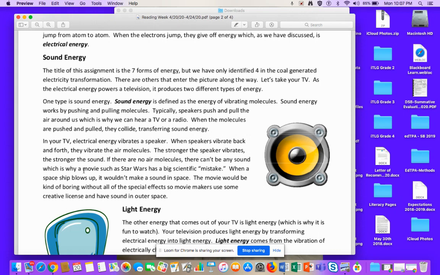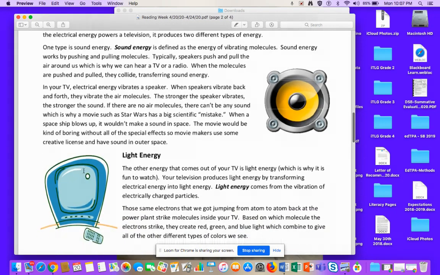Let's take your TV. As the electrical energy powers a television, it produces 2 different types of energy. One type is sound energy. Sound energy is defined as the energy of vibrating molecules. Sound energy works by pushing and pulling molecules. Typically, speakers push and pull the air around us, which is why we can hear a TV or a radio. When the molecules are pushed and pulled, they collide, transferring sound energy. And if you are picking up on this, that's kinetic energy because it's moving.